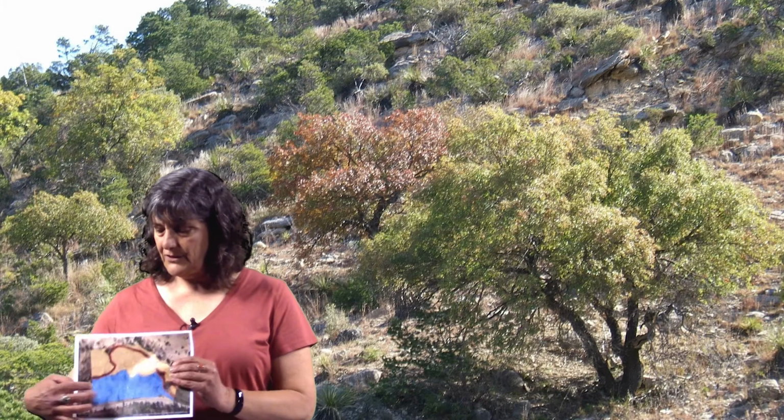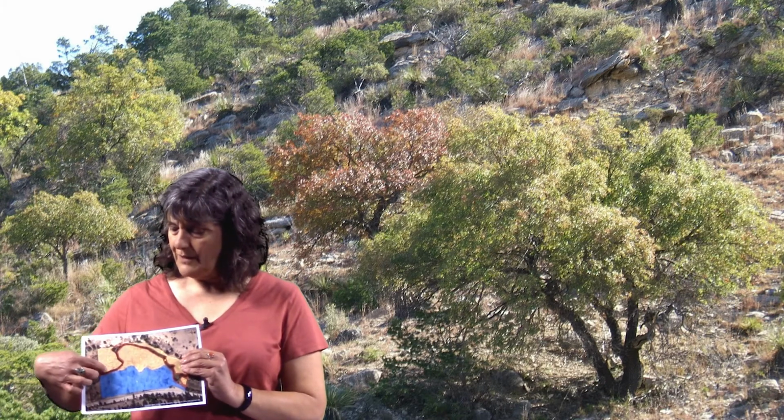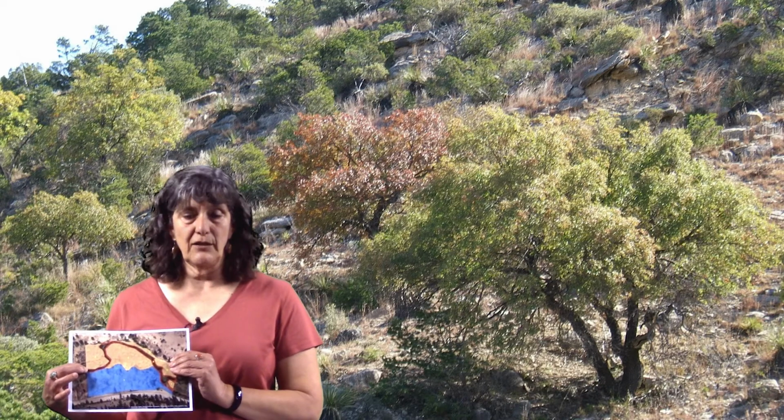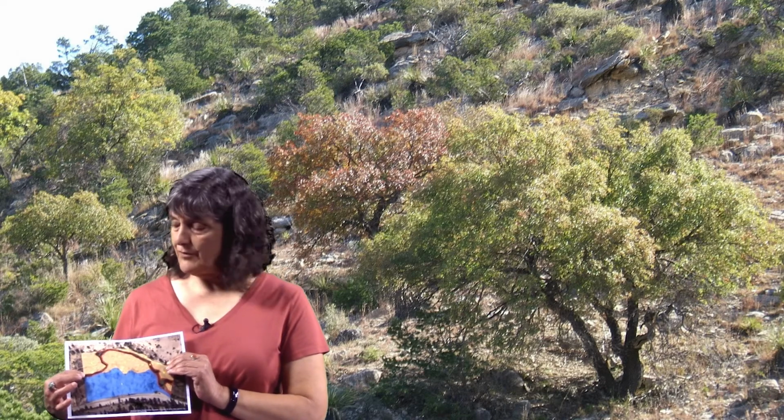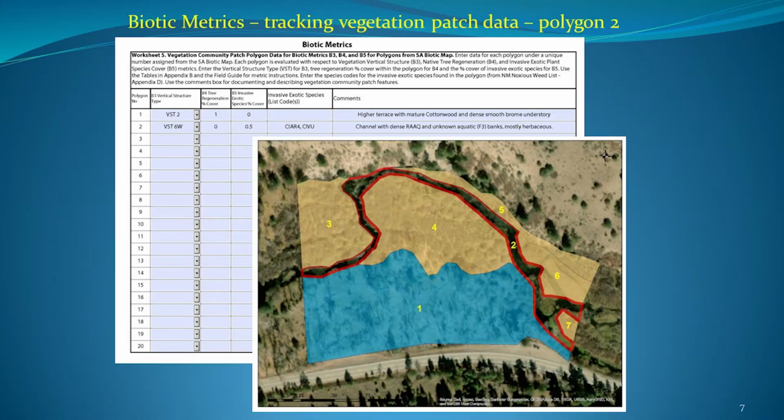So you're walking through your site, you've walked through site polygon 1, and the next thing you come to is the channel. Well, in this case, the channel has a lot of herbaceous wetland vegetation growing in it, and it became our polygon 2 for this example site. So you get there and you're looking around. You have to give it a structure type. In this case, it got 6W, which is herbaceous wetland. You give it a tree regeneration percent. In this case, there was no tree regeneration observed along the channel, so it got a 0 there.